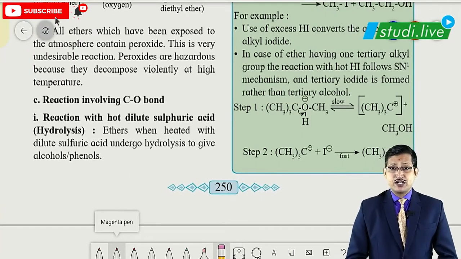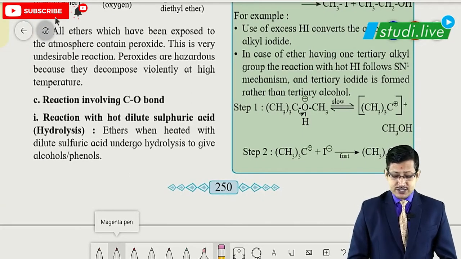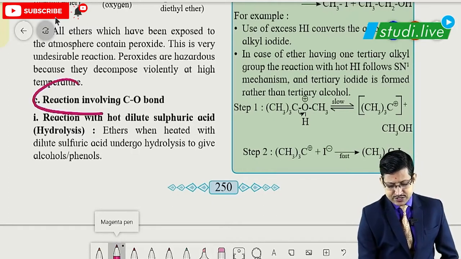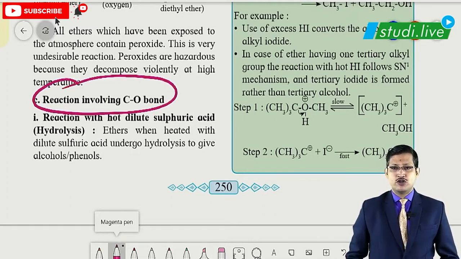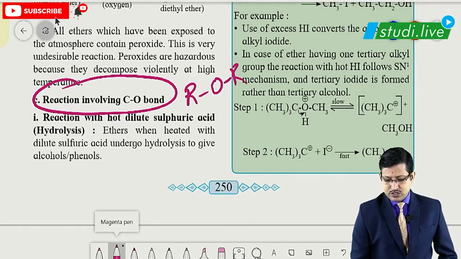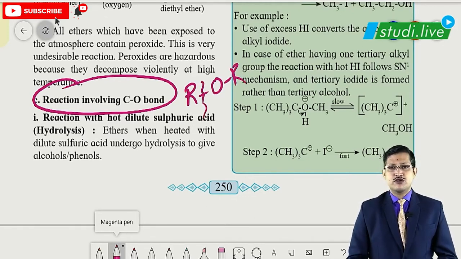Continuing with the chemical properties of ethers. Yes, the reactions we are talking about are the reactions involving the C-O bond. For ethers, as I mentioned, it is R-O-R. So this is the C-O bond. This is the bond we are discussing.